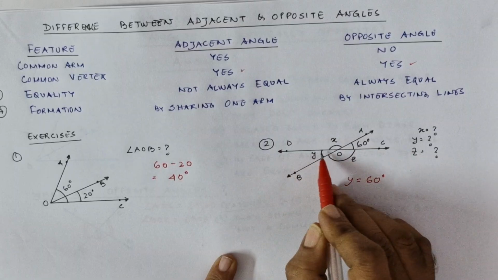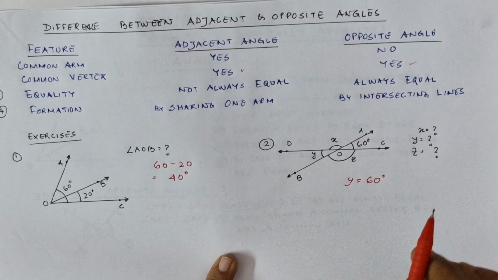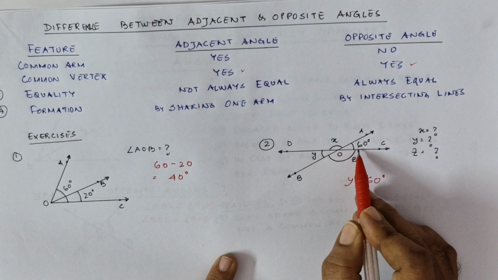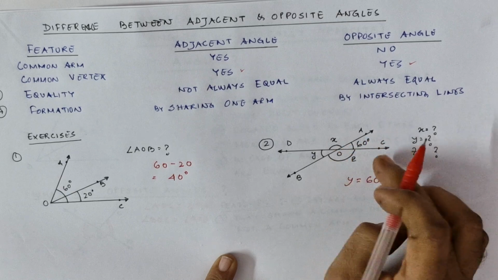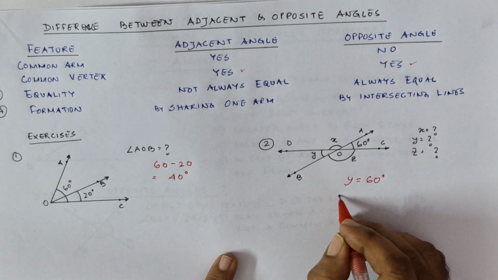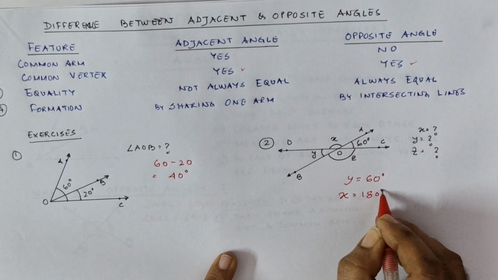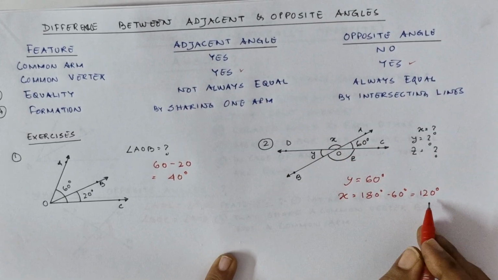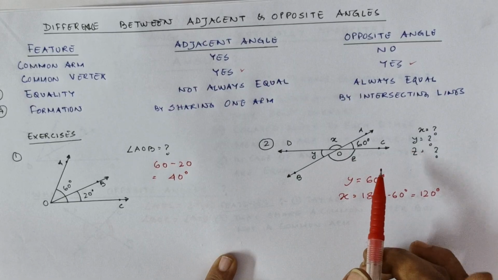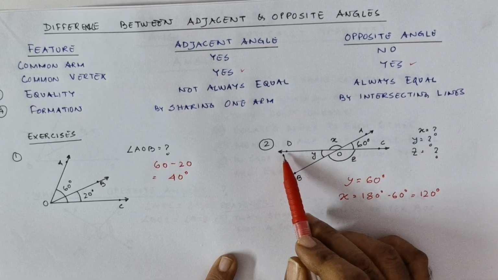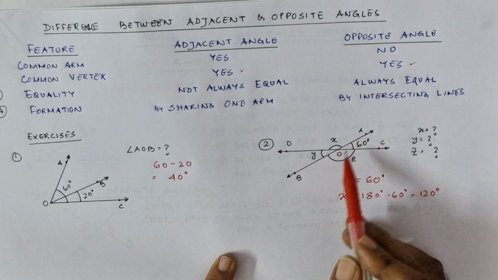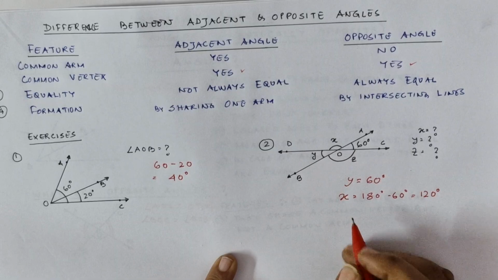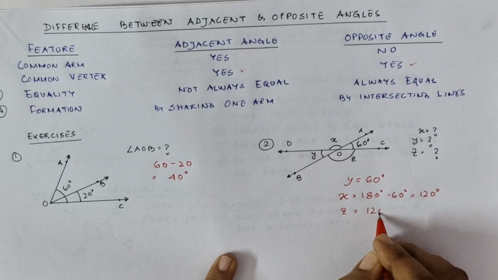Okay, so what will be the value of X? See, CD is a straight line, hence the total angle DOC is 180 degrees. We know angle AOC is 60 degrees. So X will be 180 degrees minus 60 degrees, that is equal to 120 degrees. So you got the value of X. Now apply the same strategy. Angle DOA and angle BOC, X and Z, are vertically opposite angles, hence they are equal. So Z will also be 120 degrees.